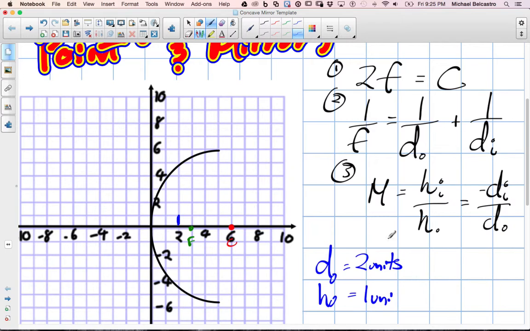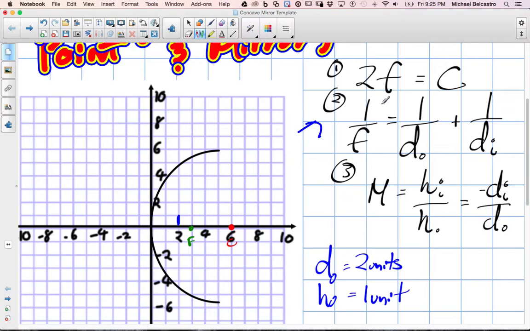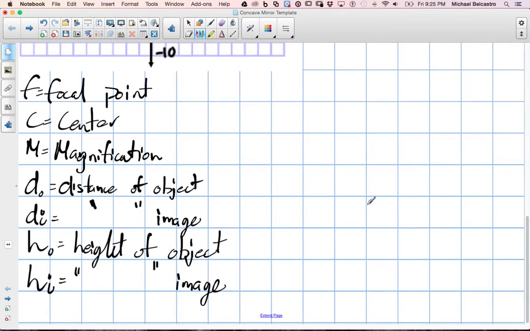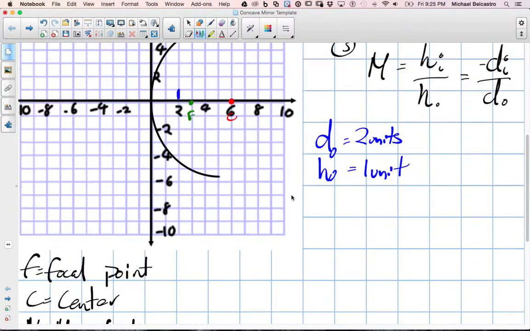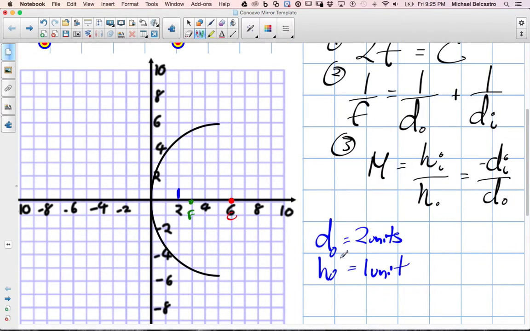Now I guess we should go through our formulas here just to make sure. Our second formula is 1 over the focal point is equal to 1 over the distance of the object plus 1 over the distance of the image. The magnification is equal to the height of the image over the height of the object, which is equal to negative the distance of the image over the distance of the object. If you don't know what each of these variables stand for, you can pause here and take a look at each of them. Okay, so we have our stuff that is defined.